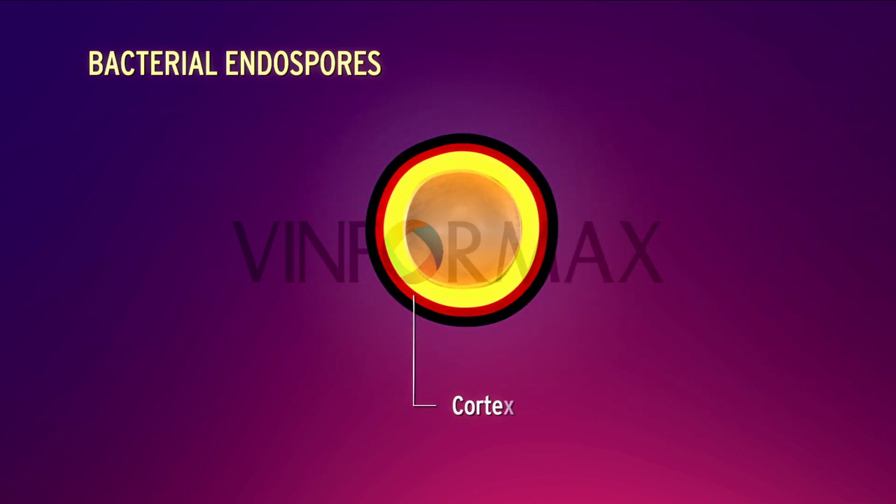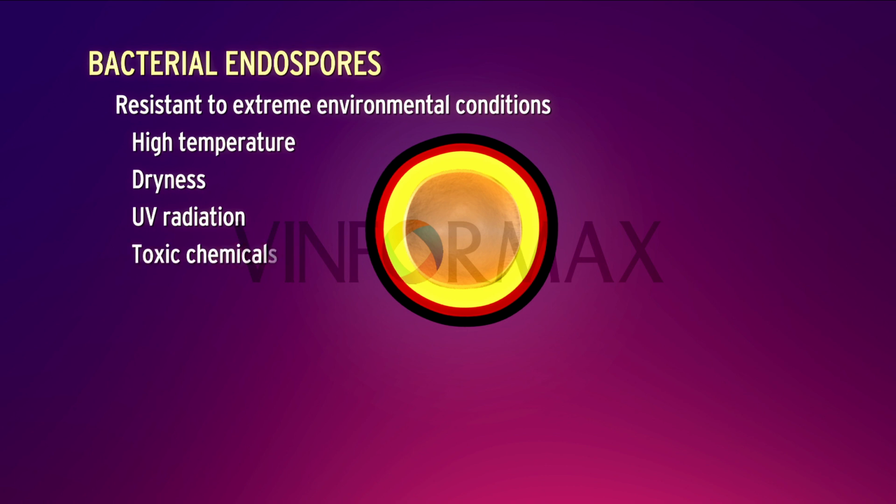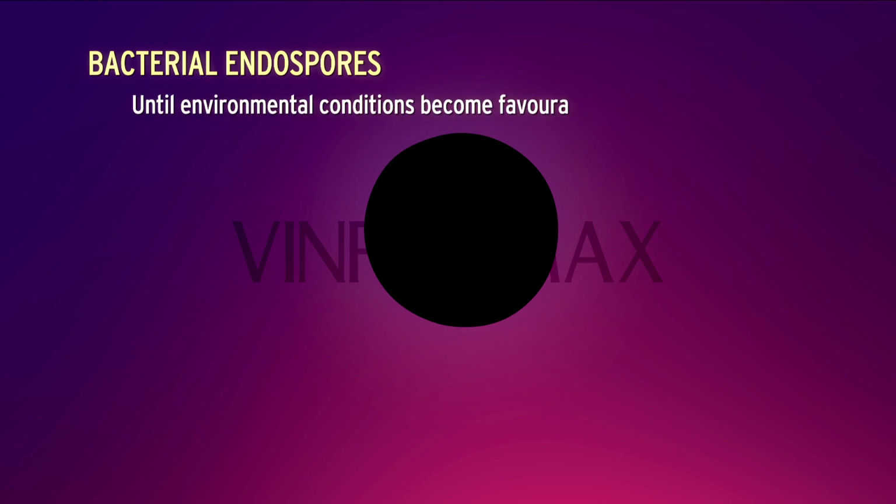The presence of the cortex and coat makes endospores resistant to extreme environmental conditions like high temperatures, dryness, UV radiation, and toxic chemicals such as disinfectants or antibiotics. The endospore is able to survive for long periods of time until environmental conditions again become favorable for growth.